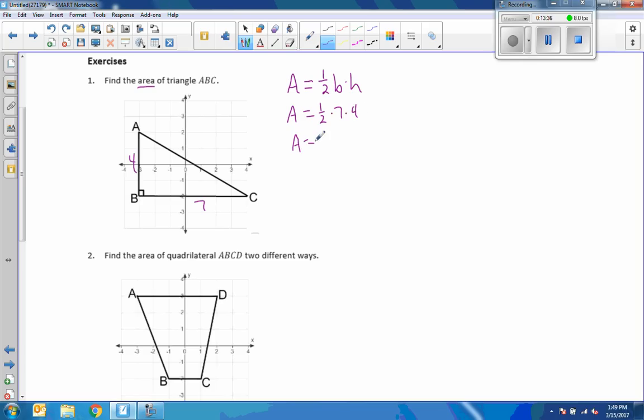So the area equals. Now there's 2 different ways we can figure these. I often look for an even number in this formula, and then you can easily take half of it. Half of 4 is 2. 2 times 7 is 14. Or you can say 7 times 4 is 28, and half of 28 is 14. Either way, you'll get the same answer. So the area of this is 14 units squared.